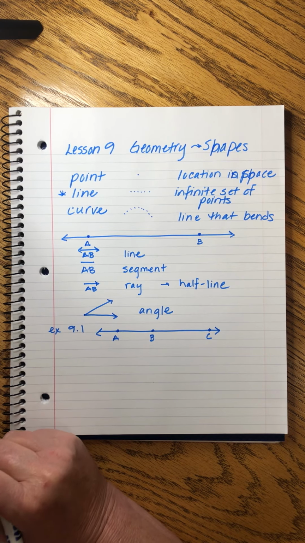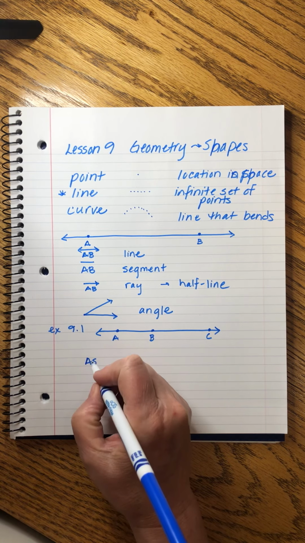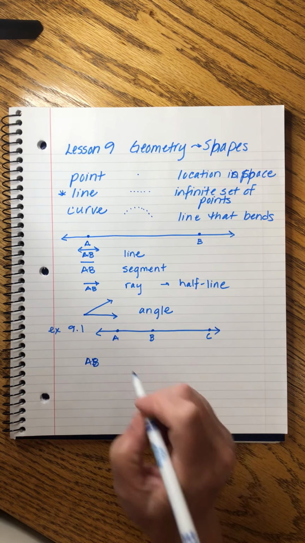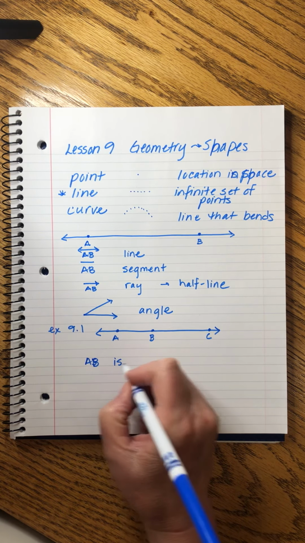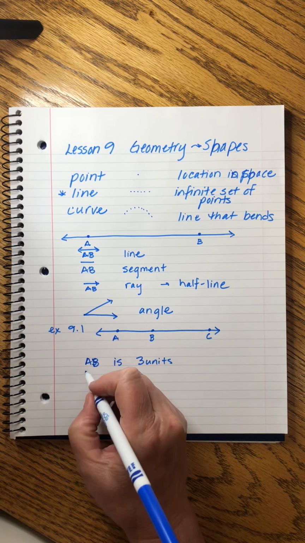Crazy, right? Okay, in this one, AB is 3 units, and AC is 7 units.